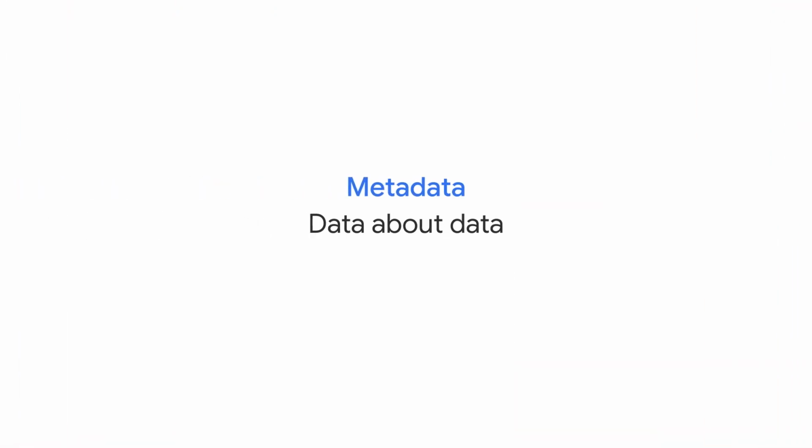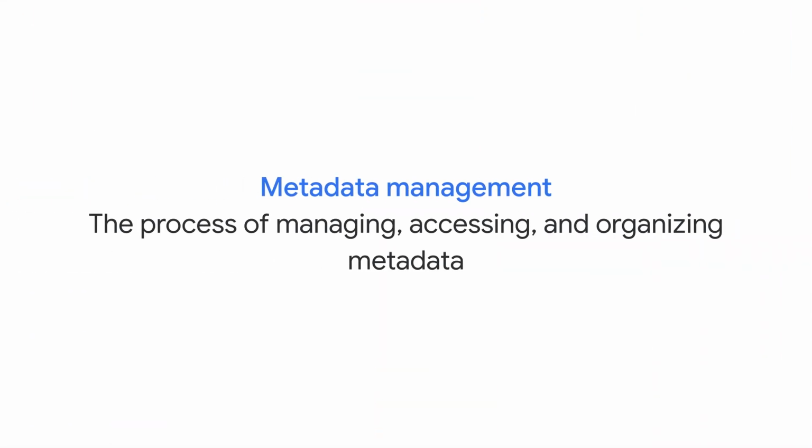Next up, metadata management. Metadata is data about data. It describes data resources and helps users discover, interact with, and learn about the data they're working with. Examples of metadata include the name of the dataset, description of a data asset, the user permissions to access the data, and the history of changes made to a data asset. Metadata management is the process of managing, accessing, and organizing metadata. This is essential for businesses that need to find data quickly and collaborate effectively.